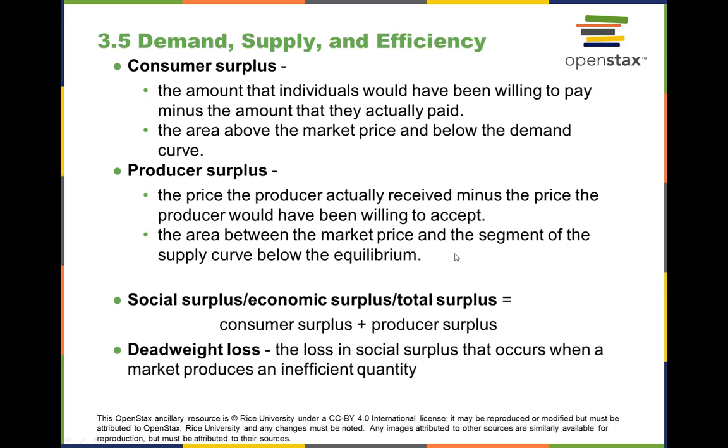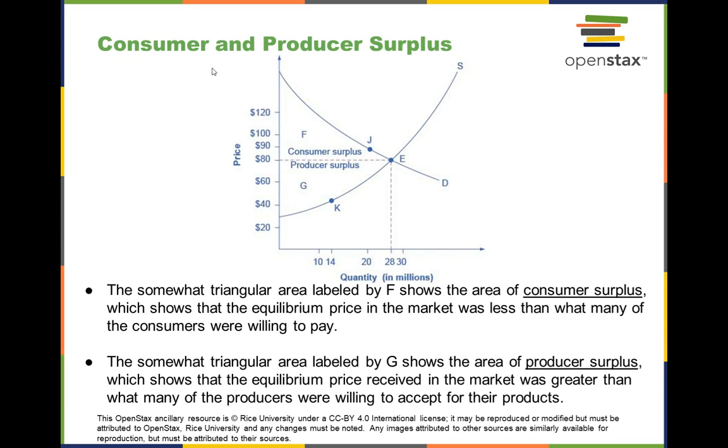Surprise, surprise, one of the biggest causes of deadweight loss is taxes. Monopolies can also cause deadweight loss as well. But consumer and producer surplus: here we can see the supply curve, and here we can see the demand curve. An equilibrium point at a quantity of 28 million, and then the price is $80.